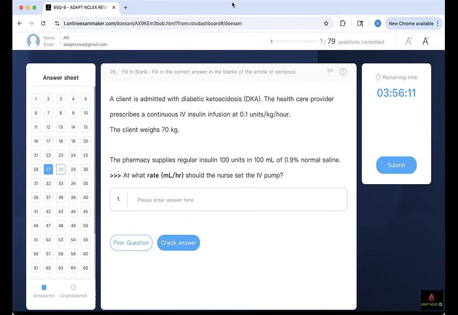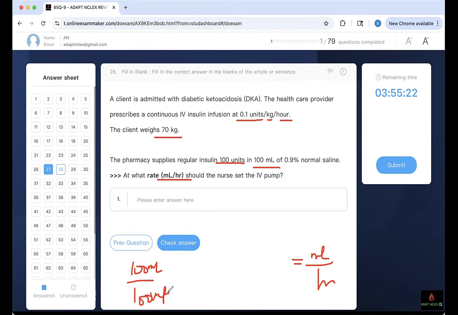Whenever you see these dose calculations, don't run away. Just set things up. They want you to calculate ml per hour. I write it as my answer. They give you a unit per kilo per hour. And it said the patient is 70 kilos. Fine. And the pharmacy is supplying 100 units per 100 ml. I know I need ml to be on top because the answer is in ml. So for that, I'll write 100 ml over what? 100 units. That's the first step. And I see a unit here.